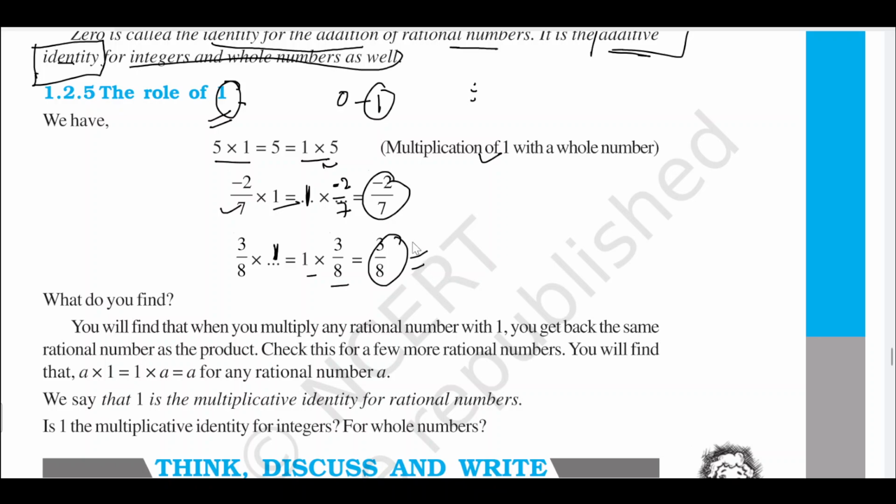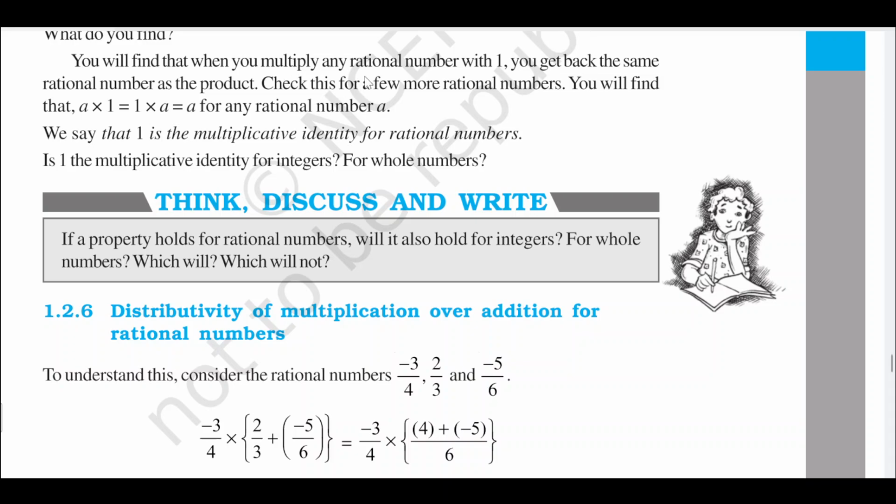Okay. So what do you find? You find that when you multiply any rational number with 1, you get back the same rational number as product. And similarly, we checked it for other numbers also, like natural numbers and whole numbers. So 1 is called the multiplicative identity for rational numbers or whole numbers or natural numbers. We simply call 1 the multiplicative identity, that it is not going to change anything. Similarly, 0 is additive identity.